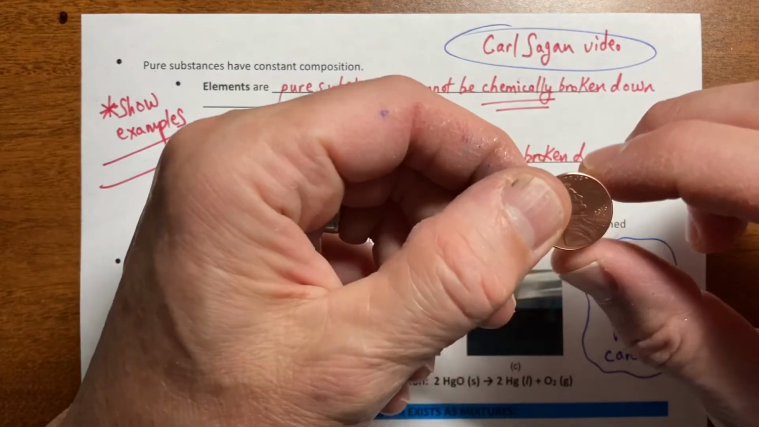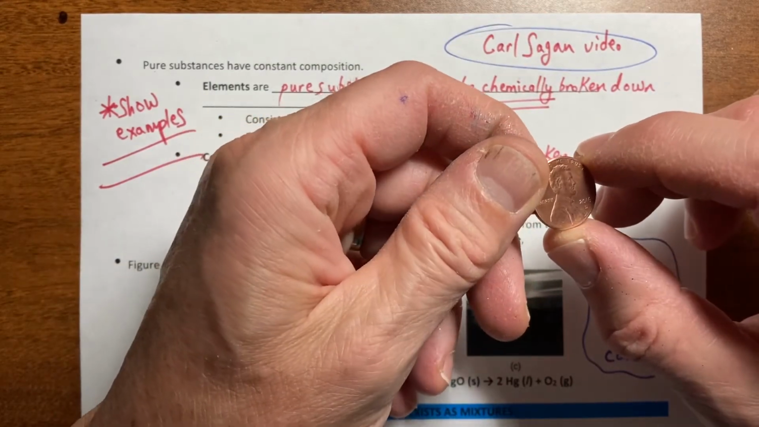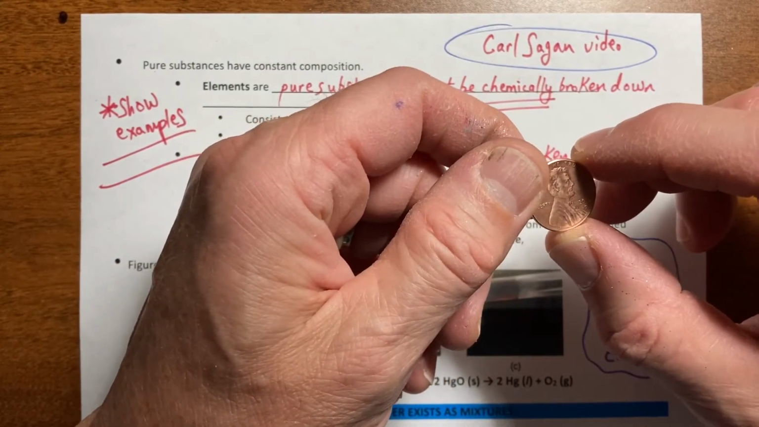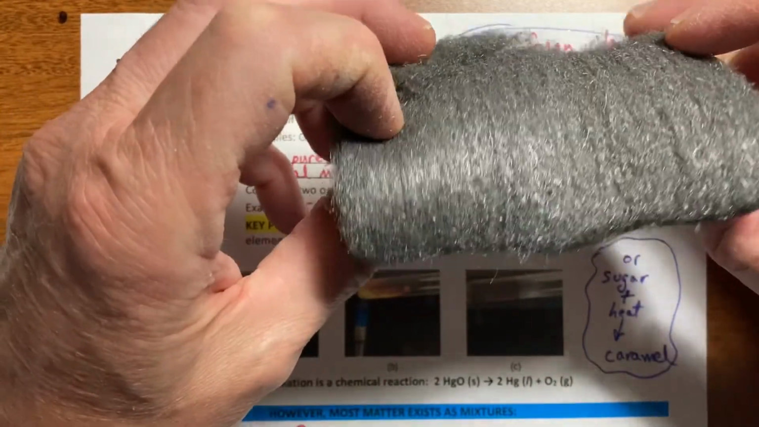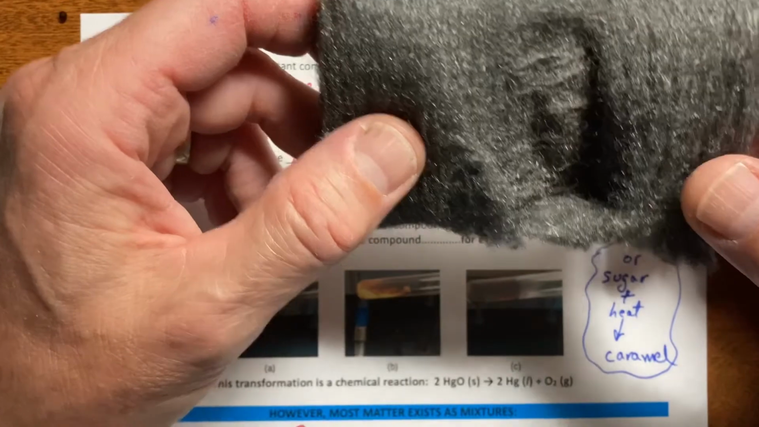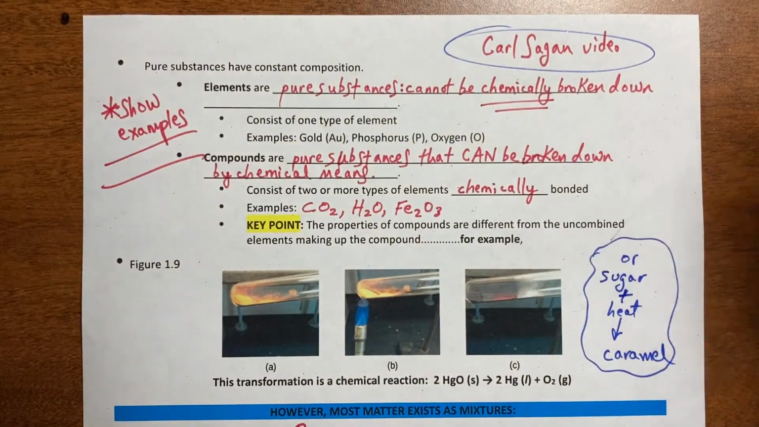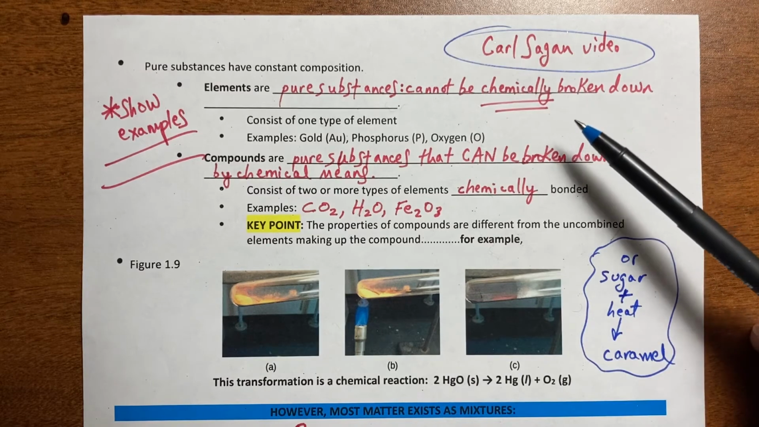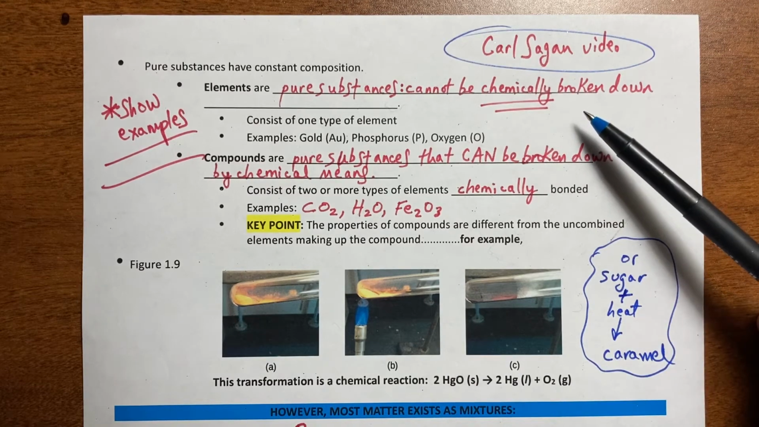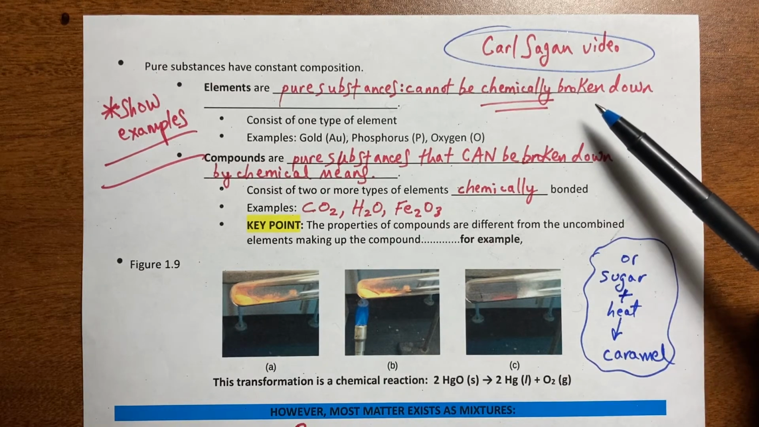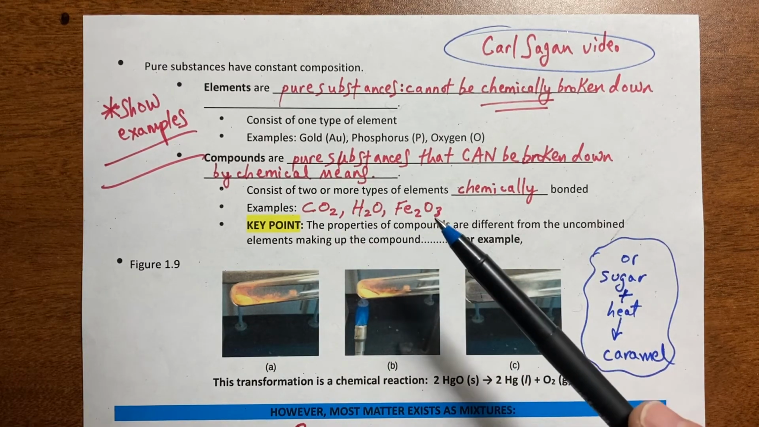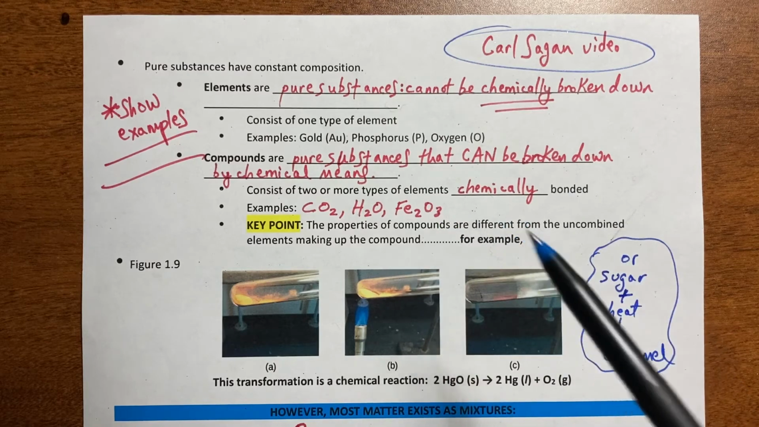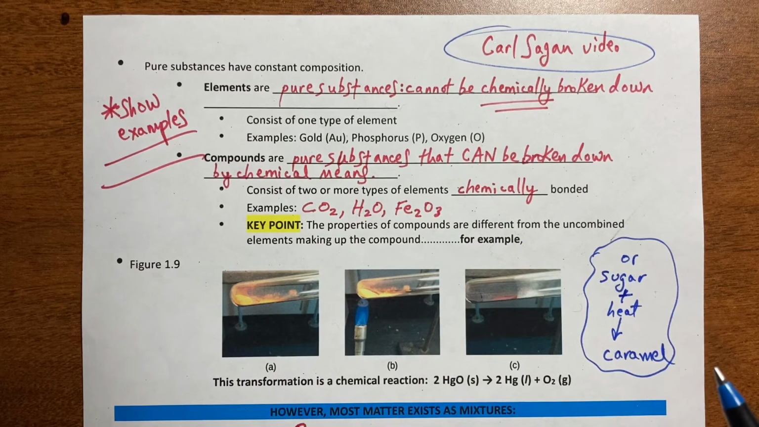Money we make out of elements. This is copper in its pure form. Steel wool is just iron, mostly iron. That's a chemical element. How is that different from a compound? Elements cannot be broken down any further. They are made up of atoms bonded together. Compounds, on the other hand, are pure substances like elements, but they can be broken down by chemical means.